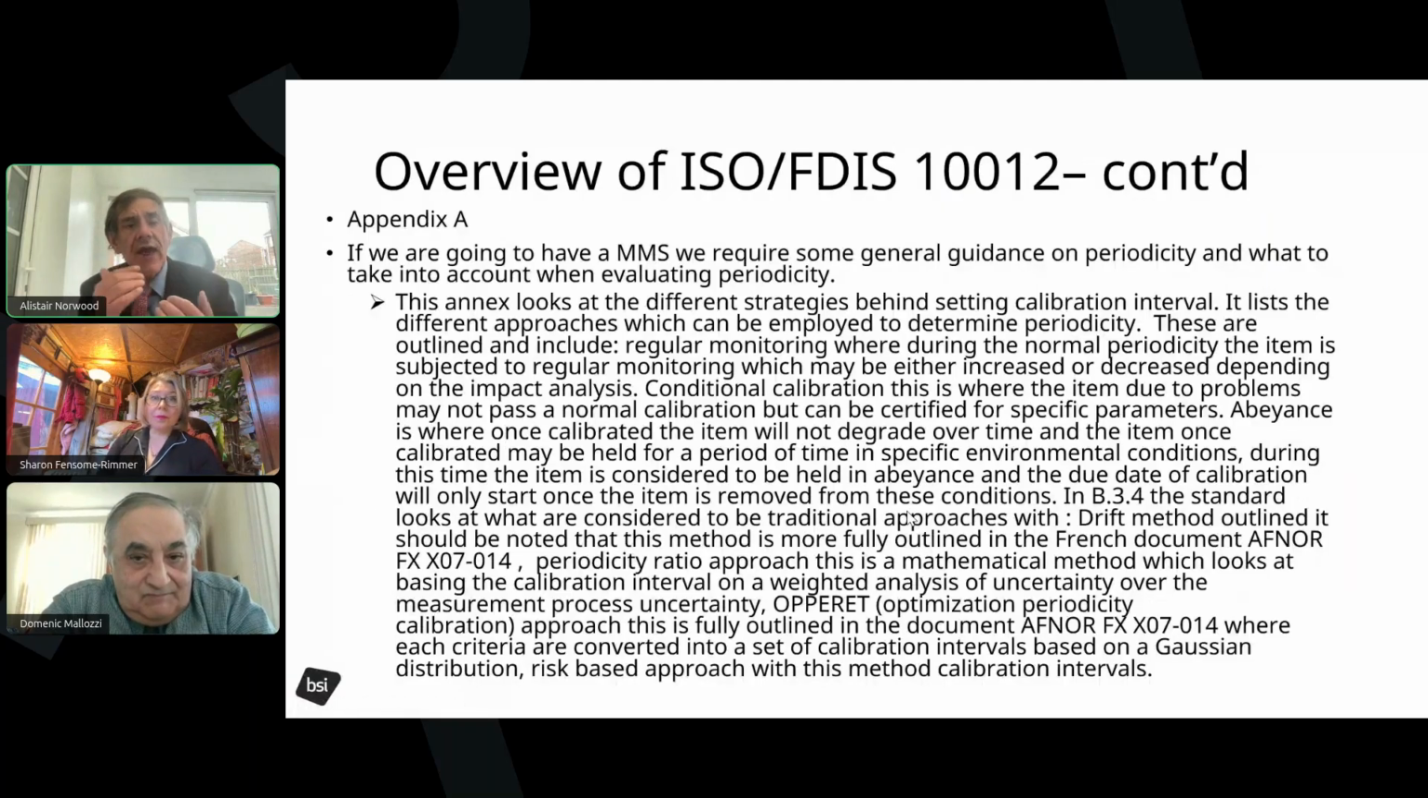So we have 3 annexes. Annex A, we're looking at periodicity. Why do we get something calibrated? How often do we get something calibrated? And why do we decide on that periodicity? And it looks at some of the strategies behind it: reaction, looking at it regularly, the mathematical model.